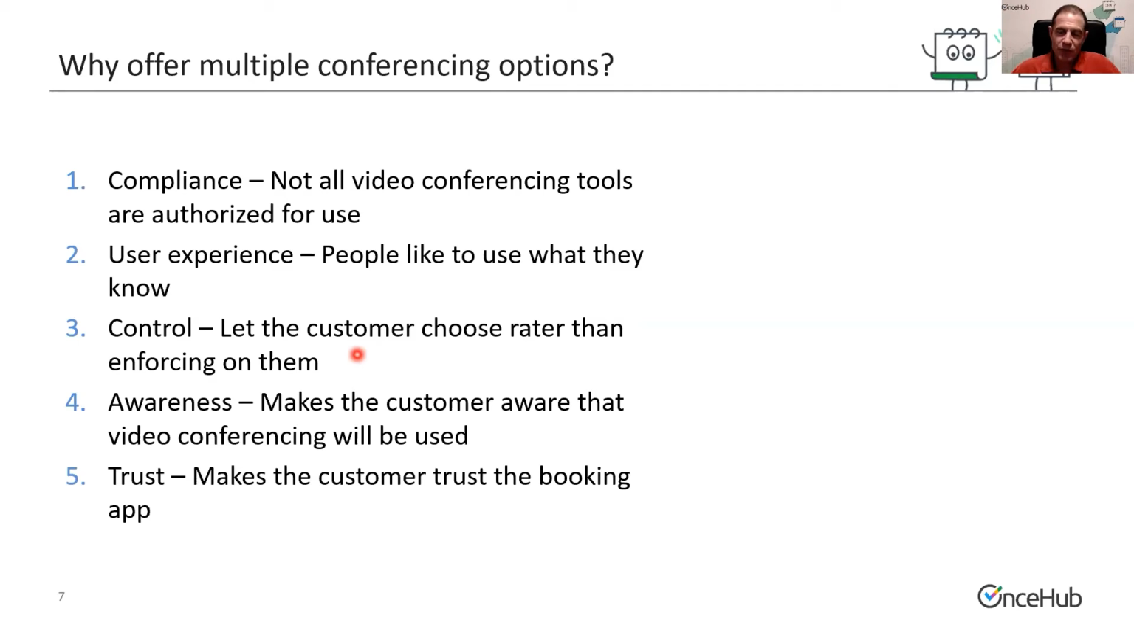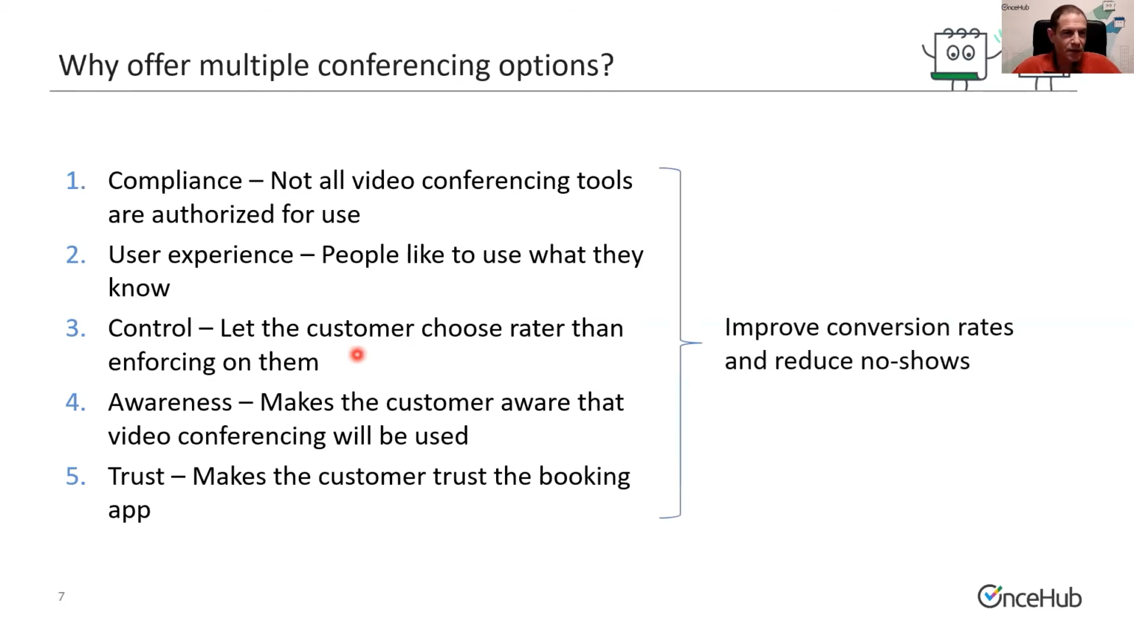And the last one is trust. If you provide multiple options, they see that this is a robust and neutral app and it's not taking a side with one tool or another, especially now that it's Microsoft and Google, these two big giants, both claiming a stake. If you're giving them multiple options, it creates trust. And at the end of the day, all these options improve conversion rates and reduce no-shows, which is what we all want from online scheduling.